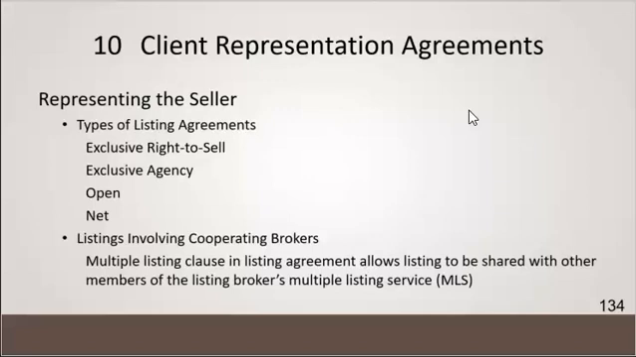And in that listing agreement was that commission that we did the math on a couple units ago. That's 6%. All right, I get paid. It's called exclusive right to sell.